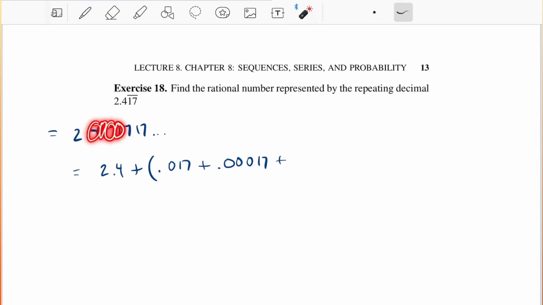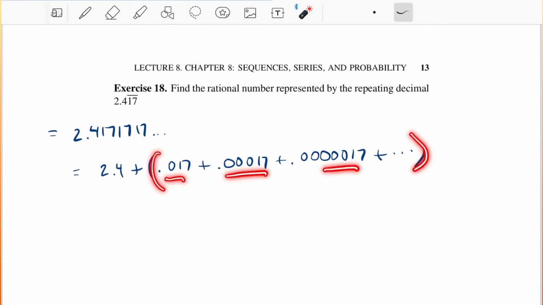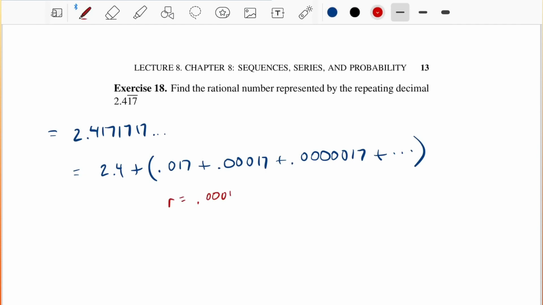So as you can see, the part that's in parentheses is a geometric series. And it has a common ratio, and the common ratio is the second term divided by the first term, which is, let's figure that out. It's going to be 0.01. If you prefer fractions, that's 1 over 100. All right, so 1 divided by 100 is 0.01.